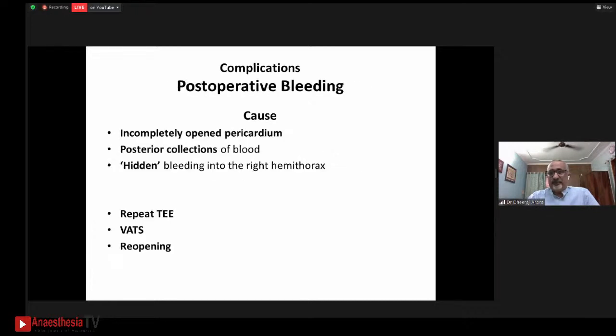Another is post-operative bleeding. Because of the incompletely open pericardium and the posterior collection of blood, there may be hidden bleeding.